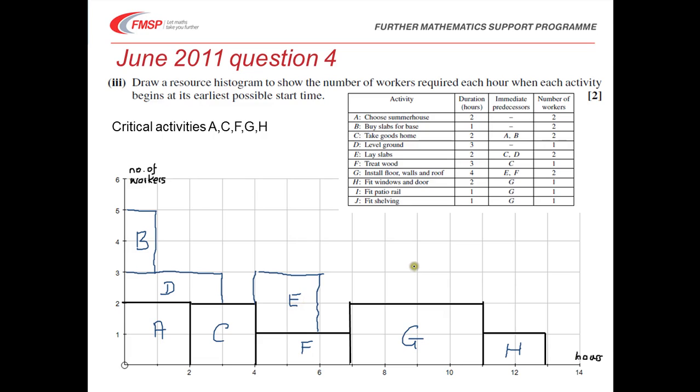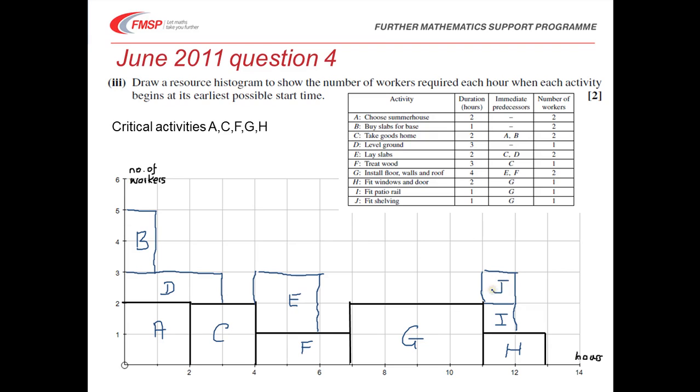And then what else? We've got F and G, H. So we just need I and J. So I and J can be done as soon as G is completed. So we'll put in I there and J there. So just remember to put them in at their earliest possible time they can start. So 2 marks for that.